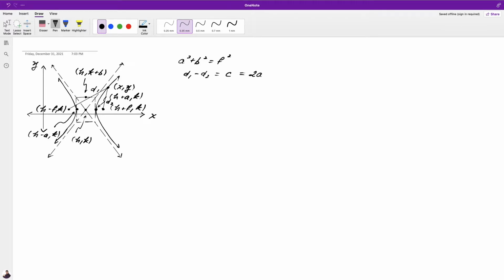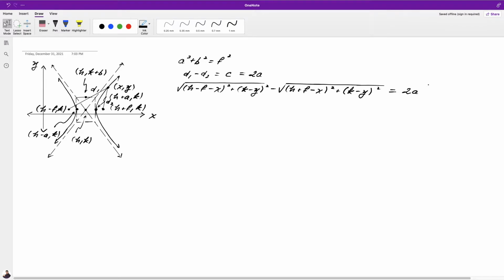And now using the distance formula, we can find d1. So d1 is going to be the square root of the quantity h minus f minus x all squared plus the quantity k minus y all squared. Minus, and then the distance d2 is going to be the square root of the quantity h plus f minus x all squared plus k minus y all squared. Okay, so the difference there is going to be equal to 2 times a.